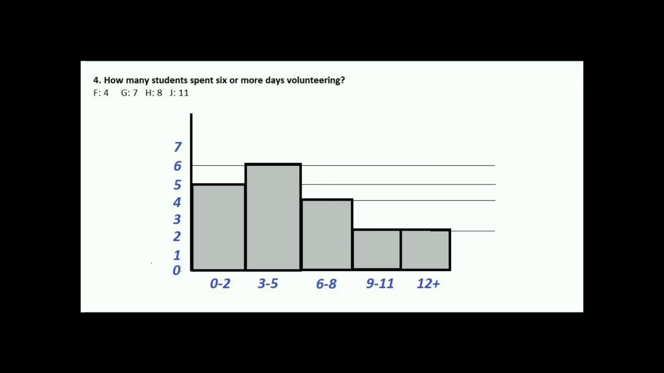So number 4, how many students spent 6 or more days volunteering? And here's that histogram. If you look up the side, we're looking at our number of students. That's our y-axis. And along the bottom, we've grouped the data into ranges: between 0 and 2 days volunteering, between 3 and 5 days, between 6 and 8 days, between 9 and 11 days, and more than 12 days volunteering. Well, we're looking for the students who have spent 6 or more days volunteering. Looking at our histogram, we're starting with that 6 to 8 section, and it's everything above that. Everybody in 6 to 8, 9 to 11, and 12 plus. How many students are in each category?